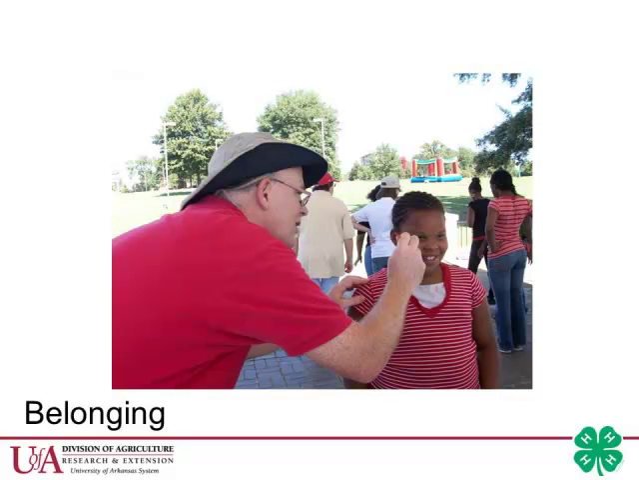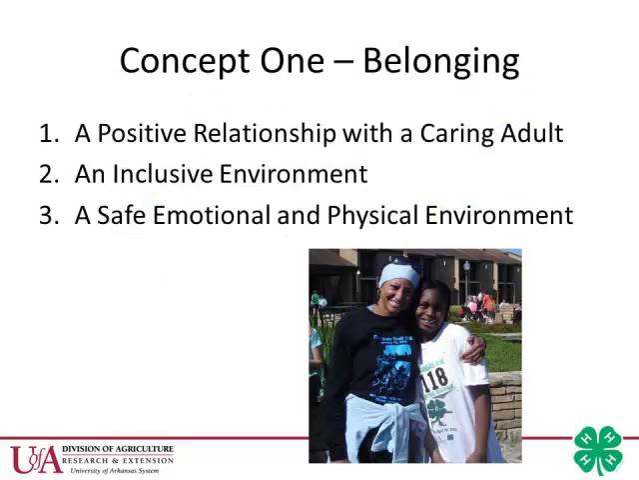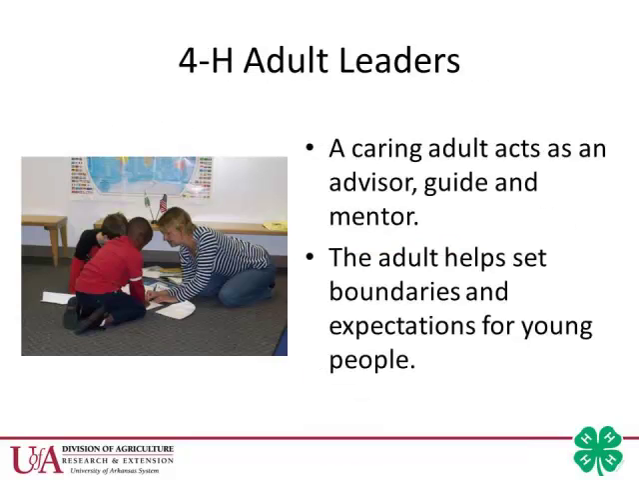Youth learn life skills through a positive relationship with a caring adult in a safe, inclusive environment. There are 3 essential elements that fall under the belonging concept. These essential elements are a positive relationship with a caring adult, an inclusive environment, and a safe, emotional, and physical environment. A caring adult acts as an advisor, guide, and mentor.